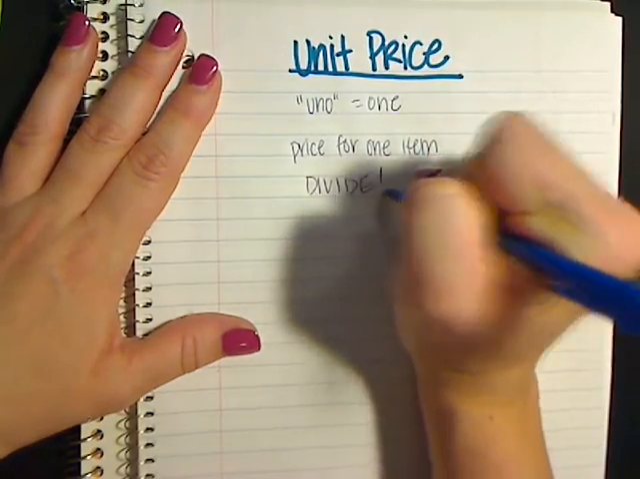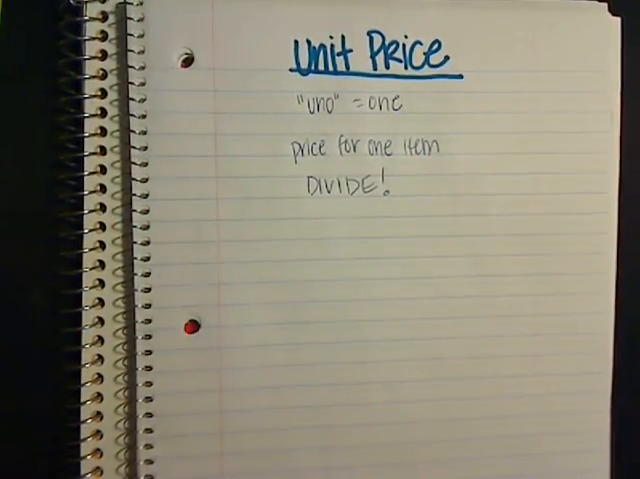So unit rate, unit price, you follow the same rules. One's just dealing with money, and the other one's dealing with the amounts. So let's do about 4 examples on unit price.